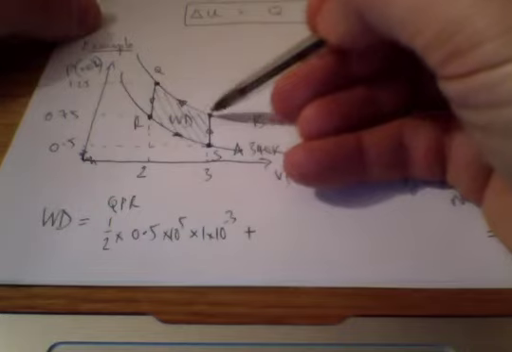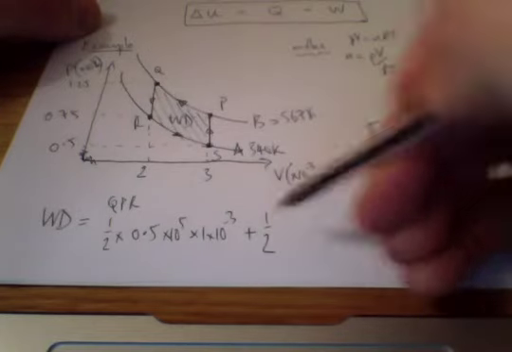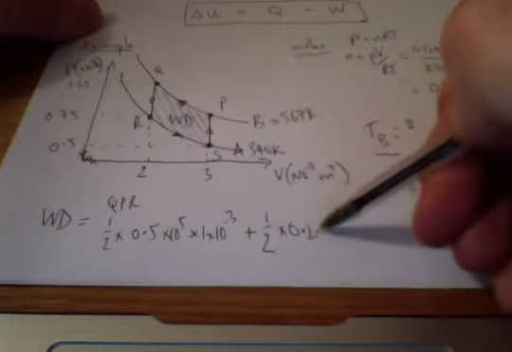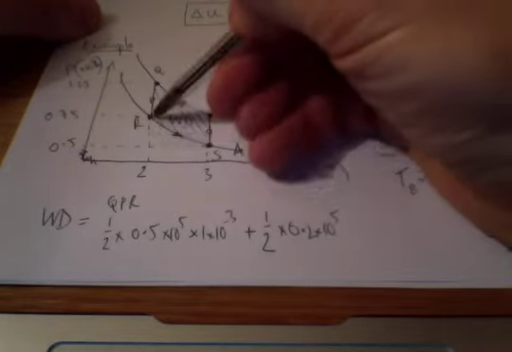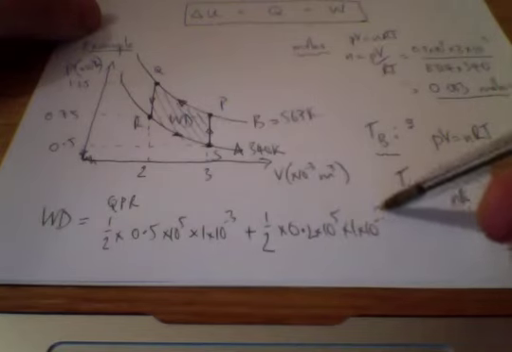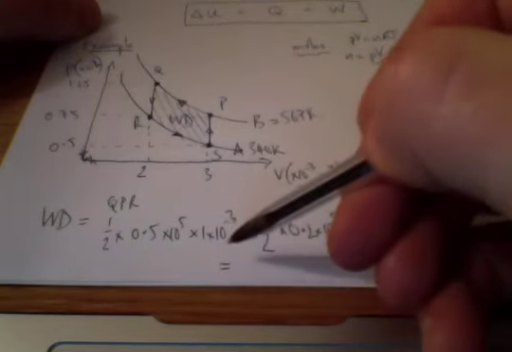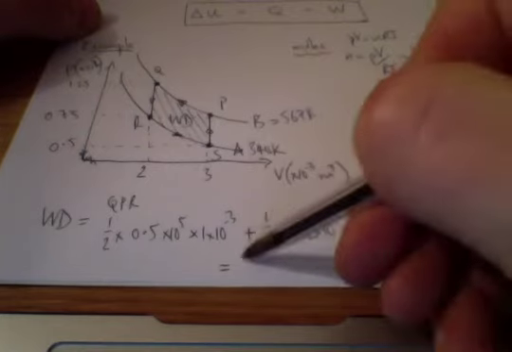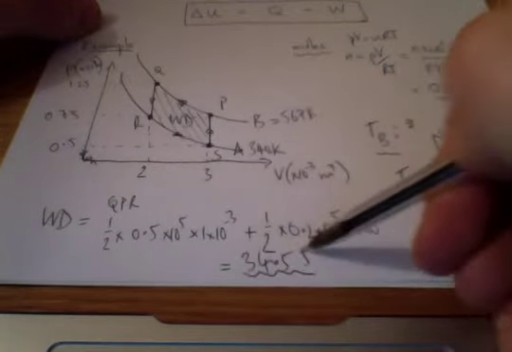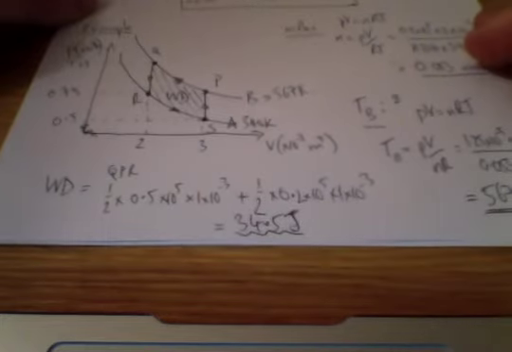I'm going to do the same again, half times the height, which is 0.25, the pressure here, times the base, which is the same again. When you bring that together, it comes out as 34.5 joules of energy. Okay, hope you can see that.